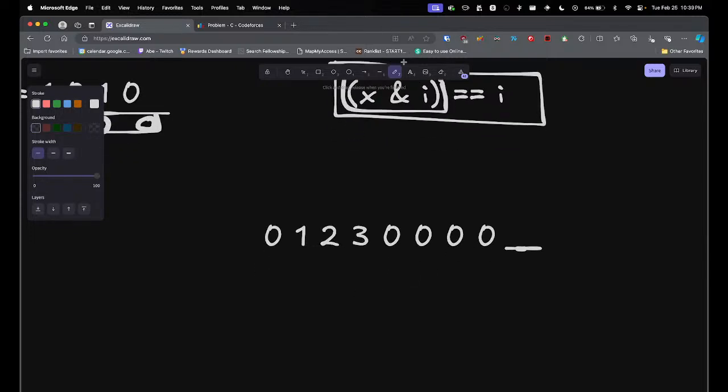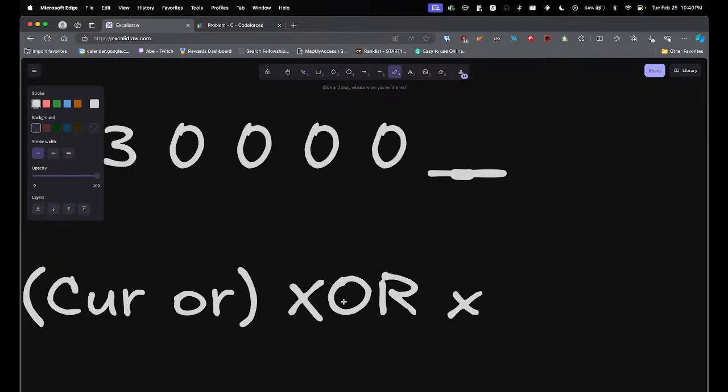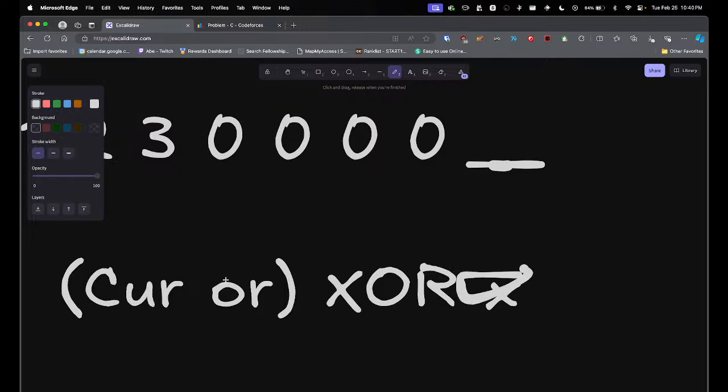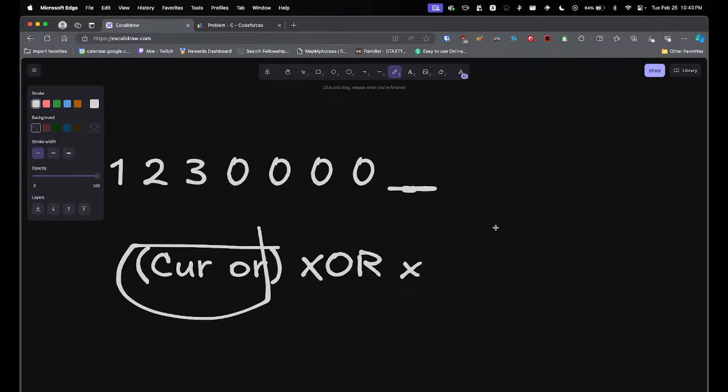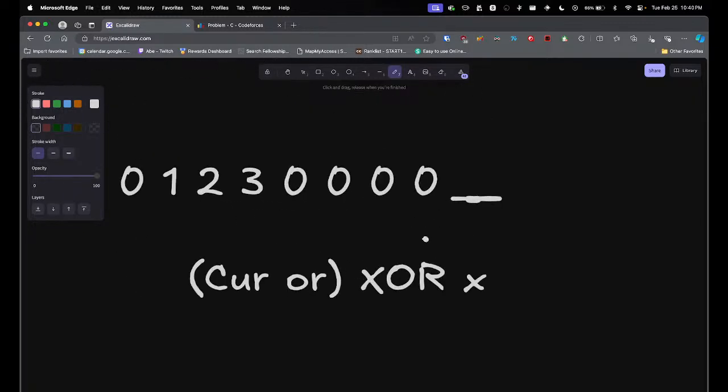I can basically set it as the remaining part, current OR XOR X. This basically gives me all the unset bits, basically the bits in X which are not set in cur. So I just take that value in the end. Does that make sense?